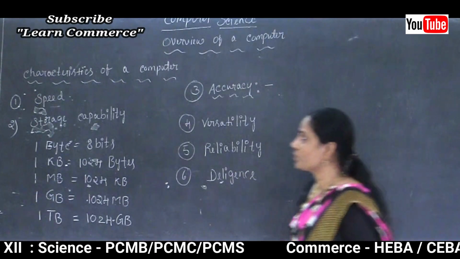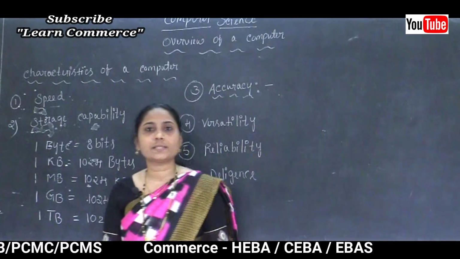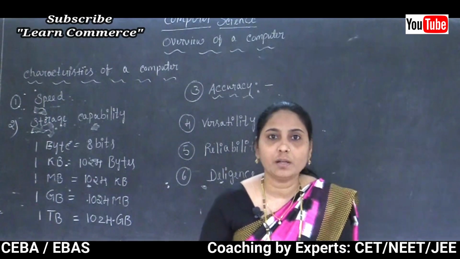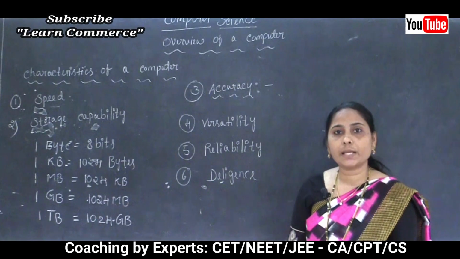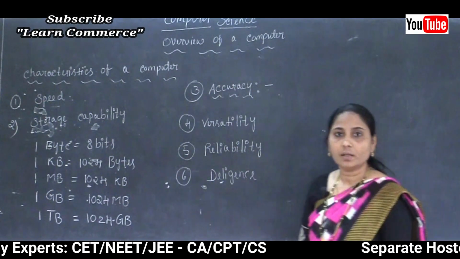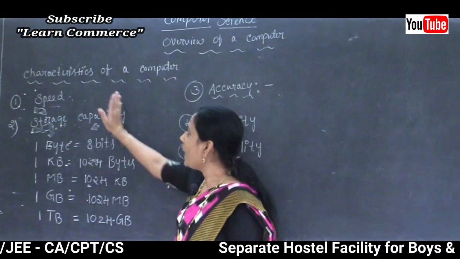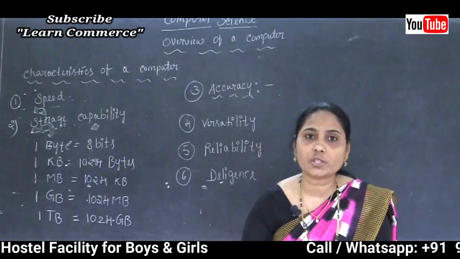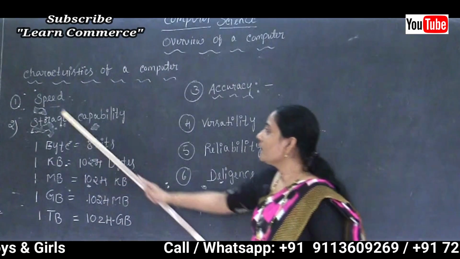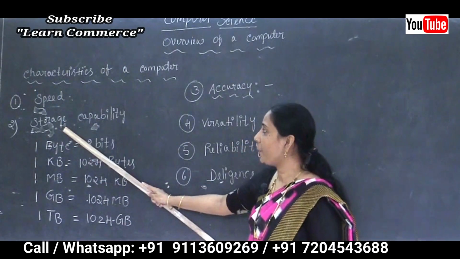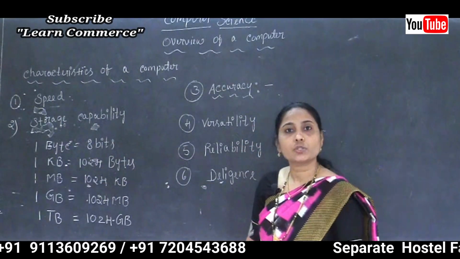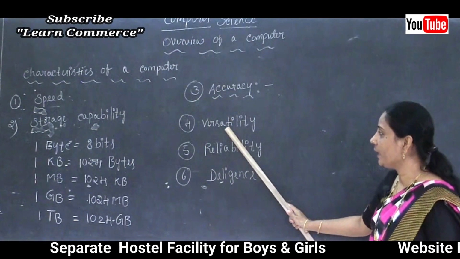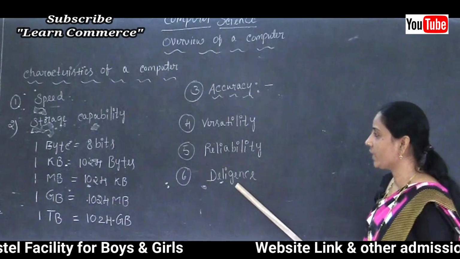characteristics of a computer. The characteristics, or the properties or the features of the computer. There are 6 important features, and all those features are called the characteristics of a computer. The most important features are speed, storage capacity, also called storage capability, accuracy, versatility, reliability, diligence.